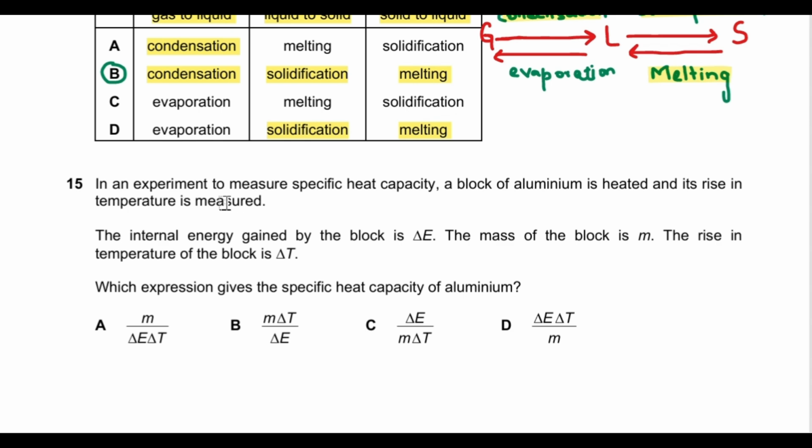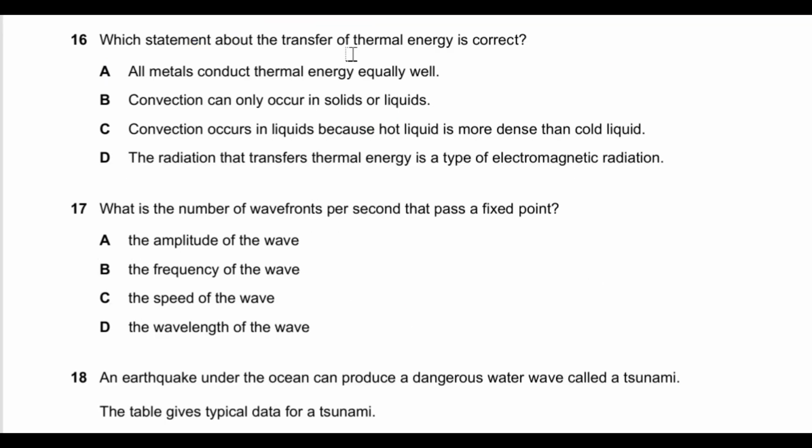Question number 15 says, in an experiment to measure specific heat capacity, a block of aluminium is heated and its rise in temperature is measured. The energy gained by the block is delta E, the mass is m, and the rise in temperature is delta T. Which expression is for specific heat capacity of aluminium? Option C is the correct expression for specific heat.